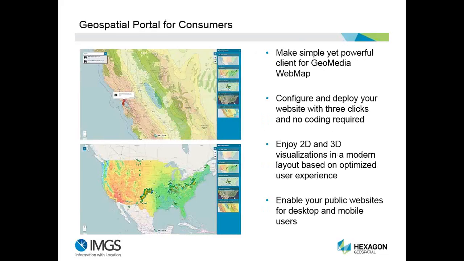WebMap has been Geospatial Portal for consumers. Something that we in IMGS have been working on for a long time is publishing maps to the internet so that public citizens of local authorities can access the geospatial data in a user-friendly, easy-to-use way. With the consumer portal, Hexagon has now created a very modern, slick-looking client that allows you to provide this spatial data out in an easy-to-use method for consumers and public users.